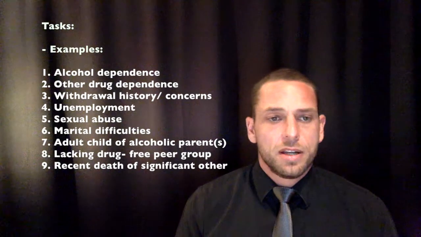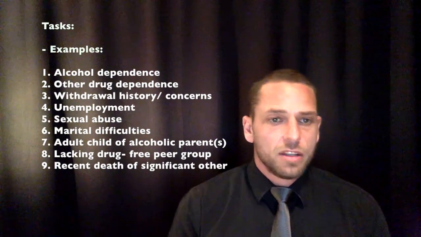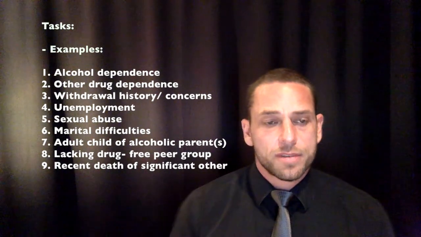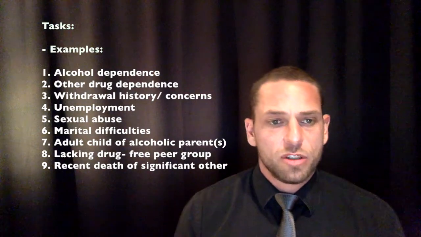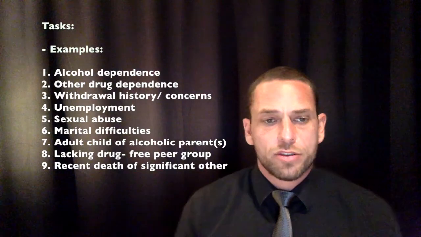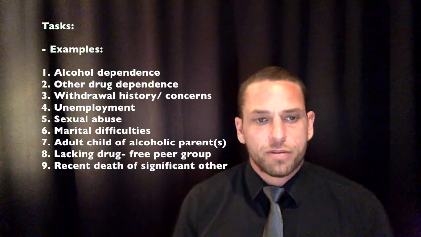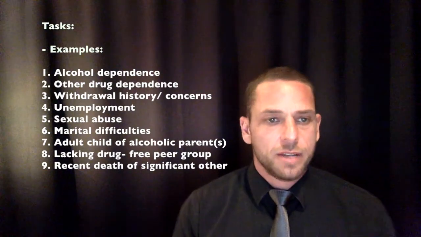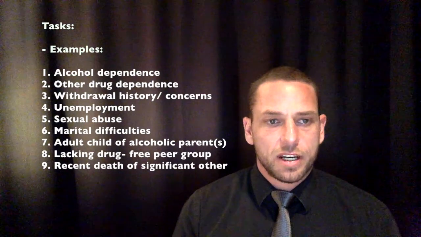So examples they've given here are, firstly, their alcohol dependence, then their other drug dependence, then withdrawal history and concerns, unemployment, sexual abuse, marital difficulties, adult child of alcoholic parent or parents, lacking a drug-free peer group on the outside, and then recent death of a significant other.